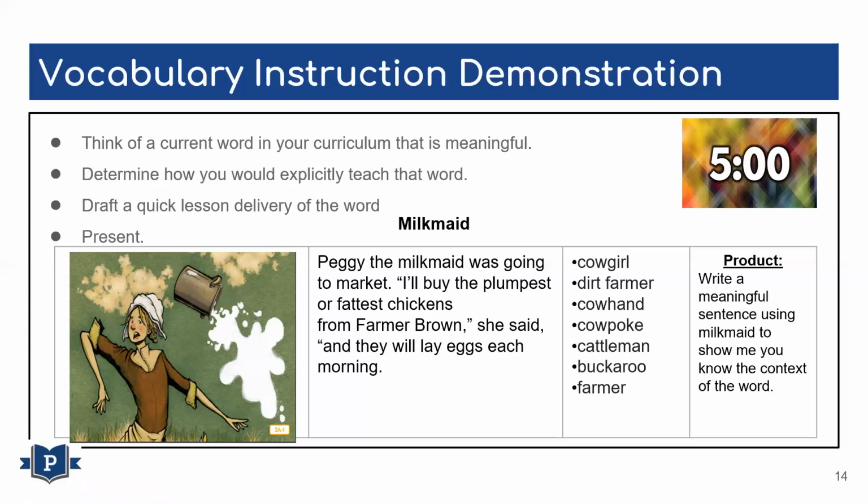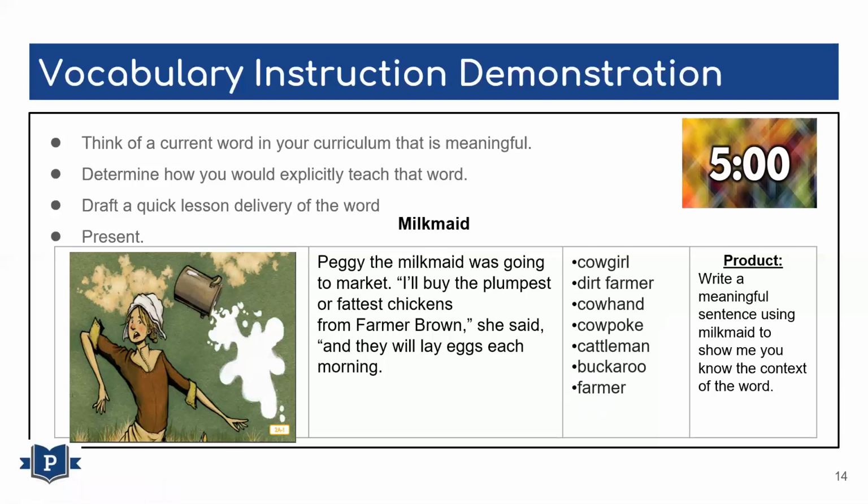So now that I know that a milkmaid, a compound word, is a lady who helps with milking the cows, but also helps in additional ways on the farm, what are some synonyms we can say for a milkmaid? We can call her a cowgirl, dirt farmer, cowhand, cowpoke, cattleman, buckaroo, or just a farmer.